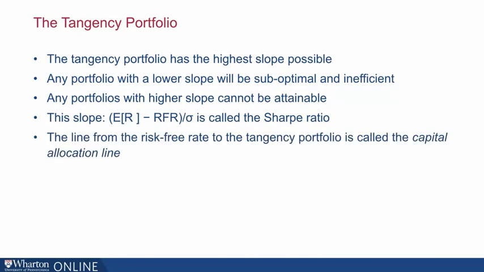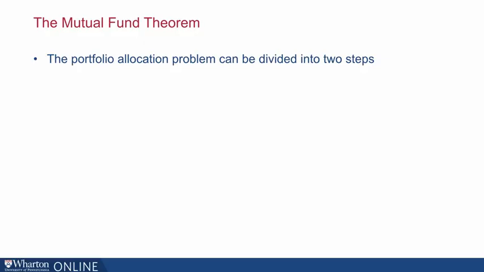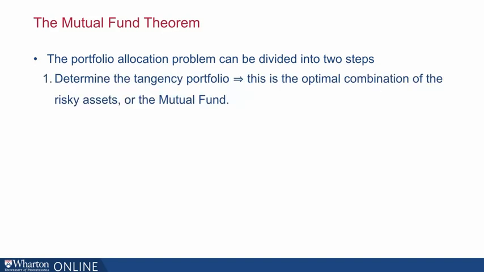Now, the line from the risk-free rate to the tangency portfolio is called the capital allocation line. And just to review, what makes the capital allocation line so special is it's the line that has the highest Sharpe ratio. So the consequence of this is something called the mutual fund theorem. And what it means is that the portfolio allocation problem can be divided into two parts. The first part is the same for any investor, and it says you should determine the tangency portfolio. It's the optimal combination of risky assets.